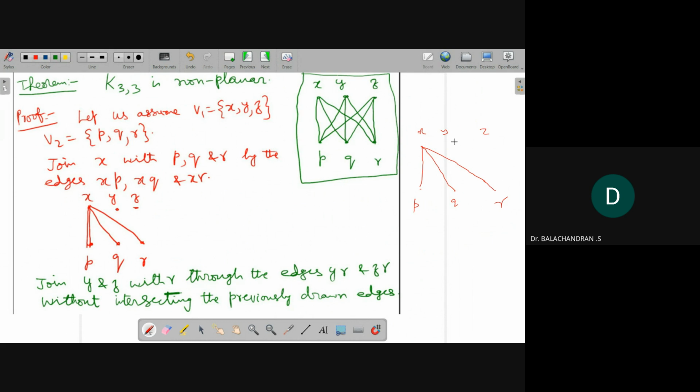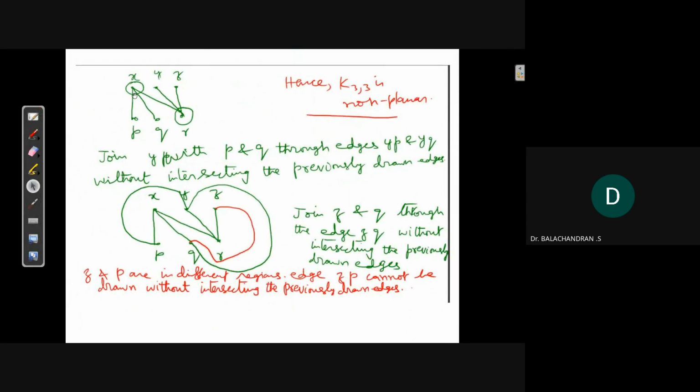So this is Y, and this is Z. Okay. Next step. I think up to this we draw. Next, Y with P and Q through the edges YP, maybe YP here, and then what?